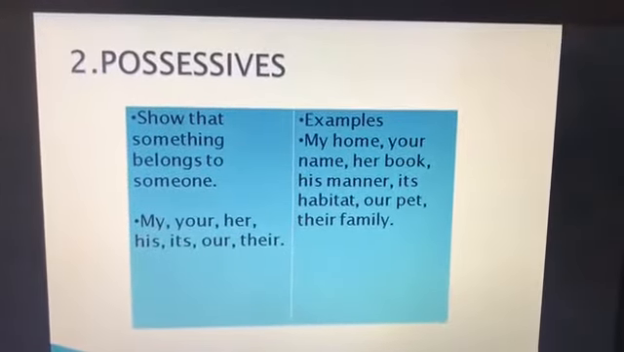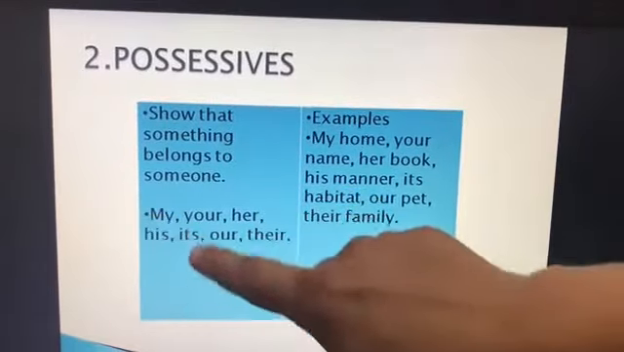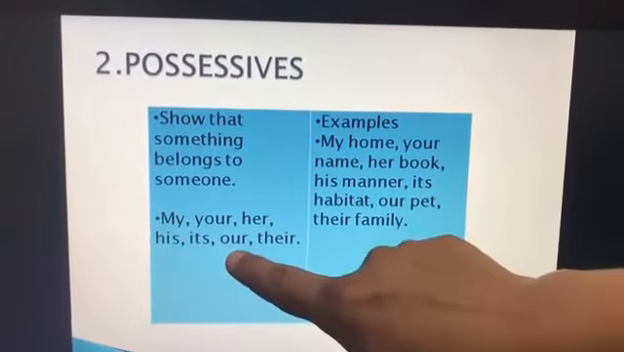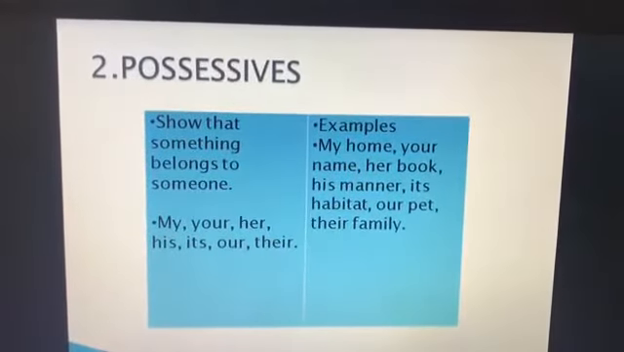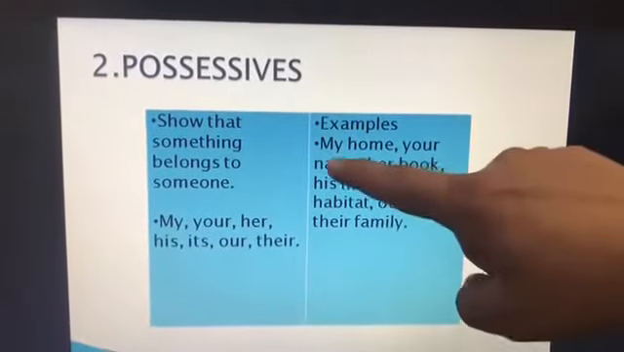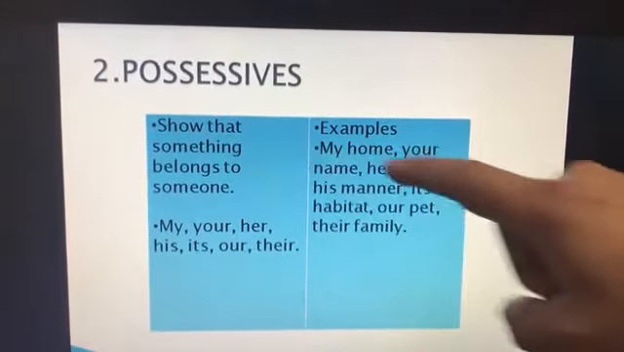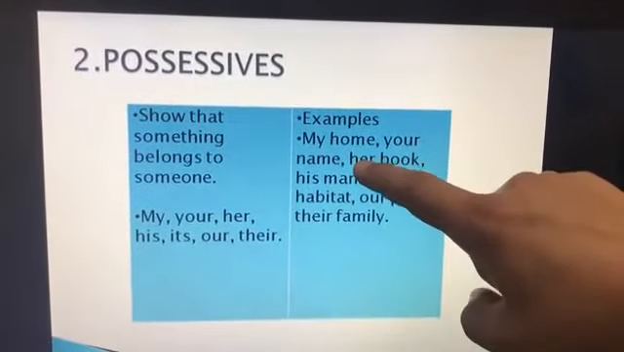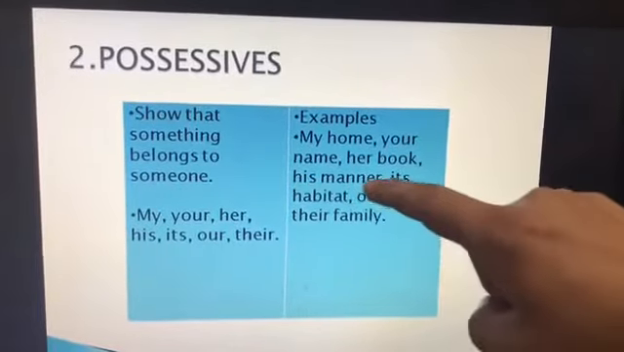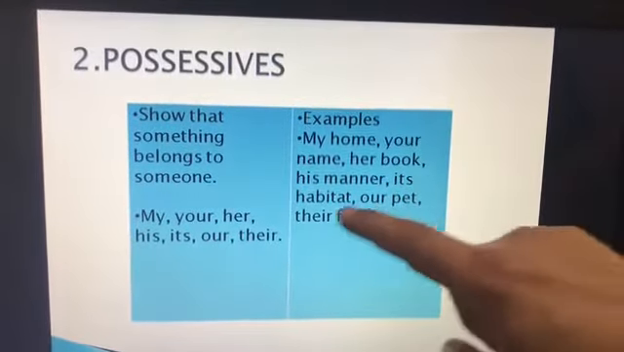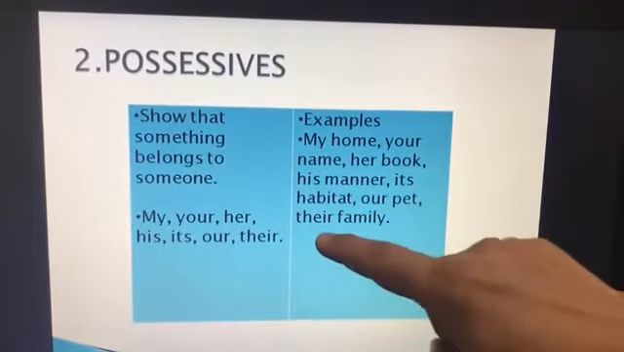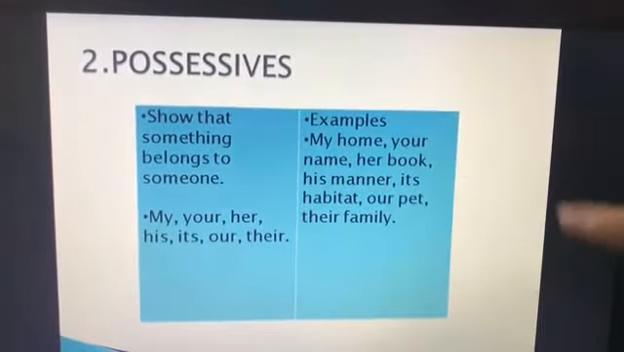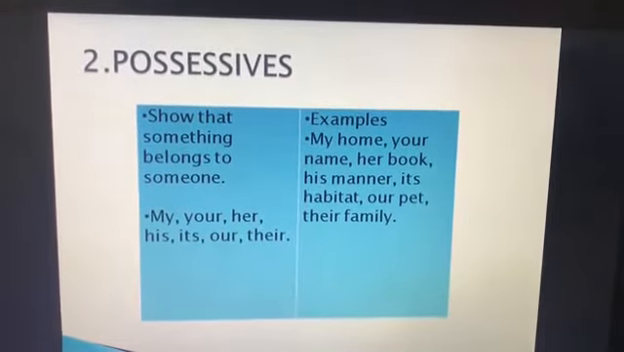जब किसी चीज़ को कोई belong करता है, for example my, मेरा, your, तुम्हारा, her and his for उसका, its for non-living things, our and their. So these come under possessives, which are type of determiner. Example, my home, my is possessive, your name, your possessive is used, her book, her is possessive, which is a type of determiner, his manner, his is used, its habitat, a pet, their family. So in these all examples we have seen possessives are used, which shows that it belongs to someone.